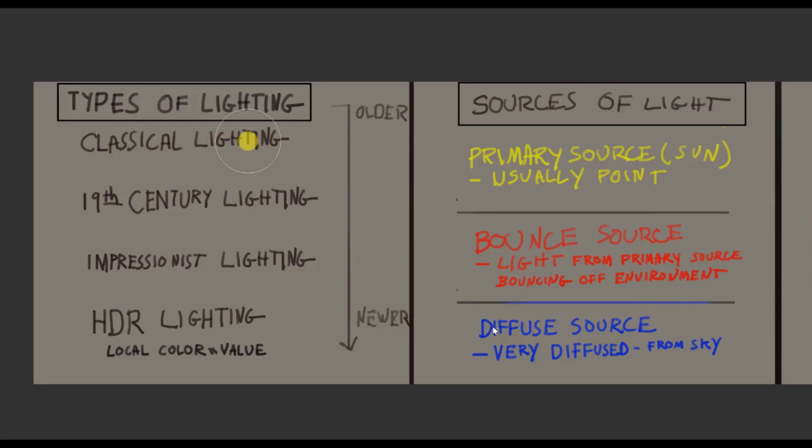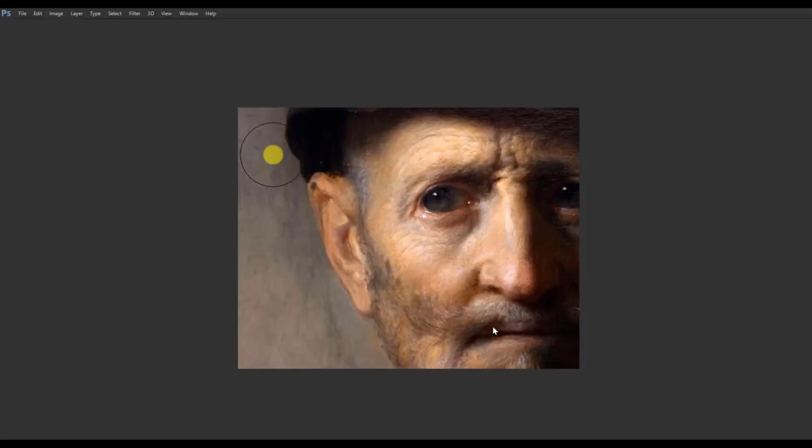So the earliest type of realistic lighting is, for lack of a better term, I call it classical lighting, what you'd see in Renaissance times. A good example is Rembrandt. So here's an example of the master himself. You can see that it is lit very well in the light side, but the shaded side is fairly dark and very little detail going on.